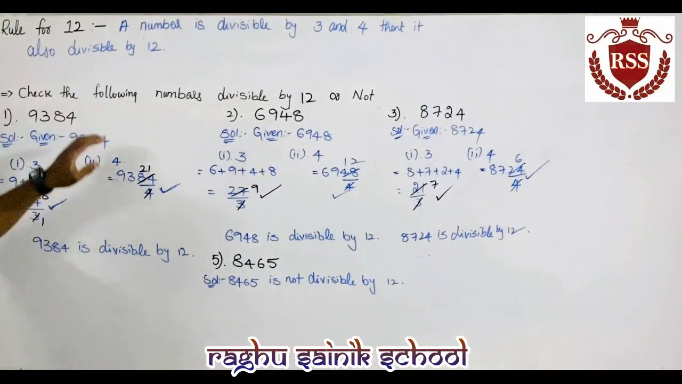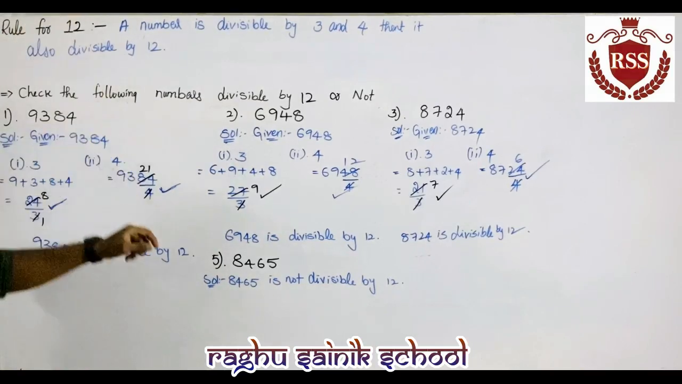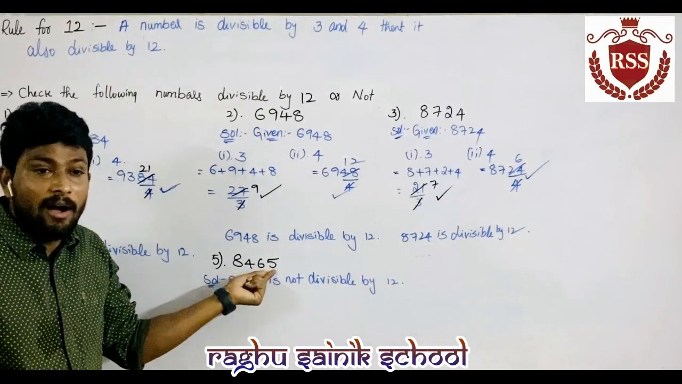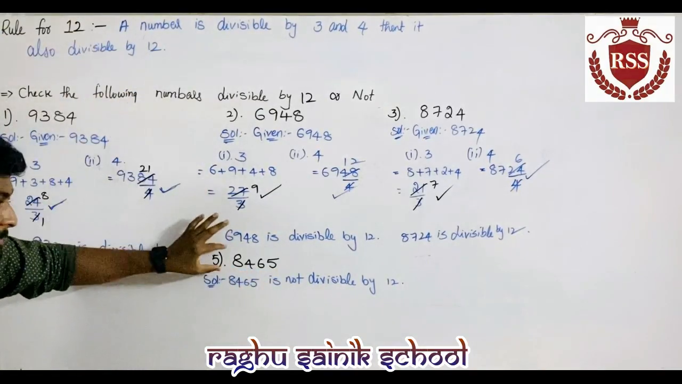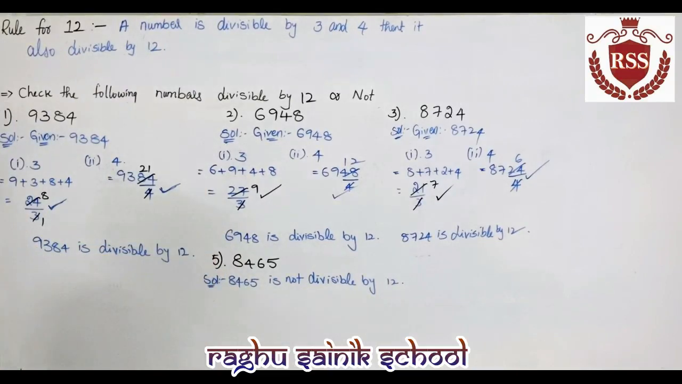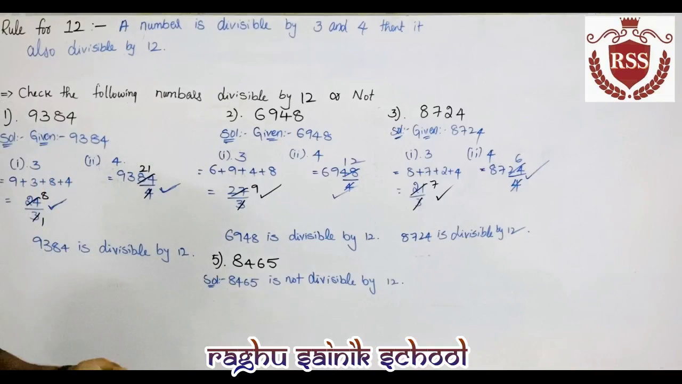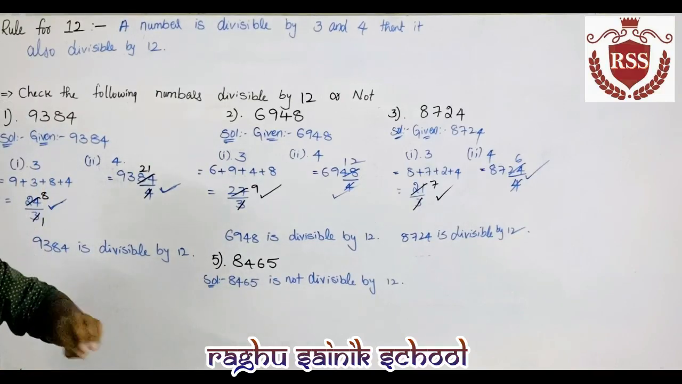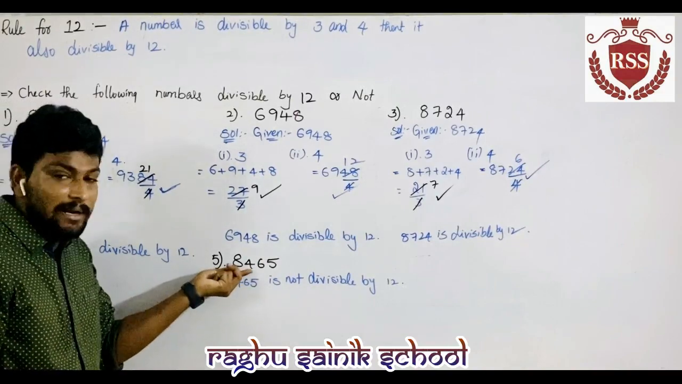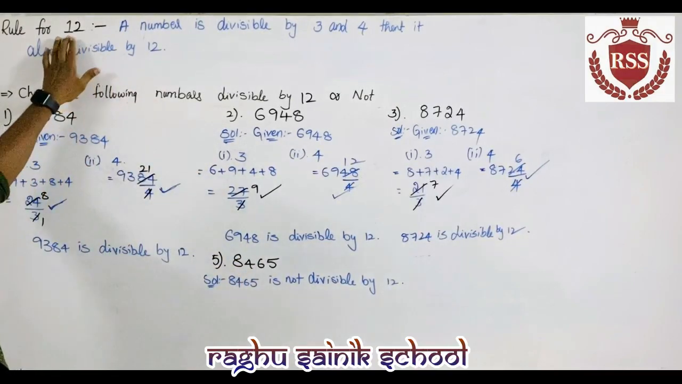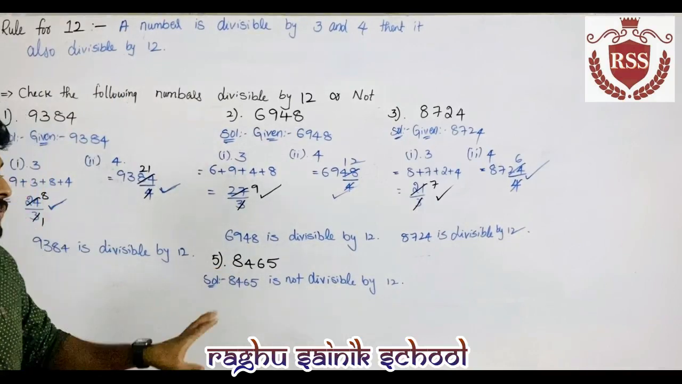Why are we saying that? Because we are checking with 12. 12 is an even number, but 8465 is an odd number. To divide by an even number, the given number must be an even number. If the given number is an odd number, it is not divisible. So we don't need to do any process. Directly, if we have an odd number when checking with an even number, we can write that 8465 is not divisible by 12.